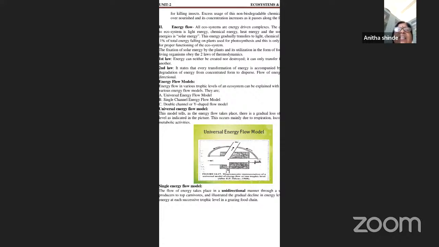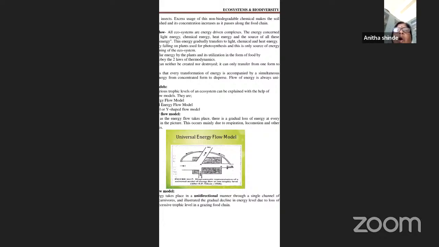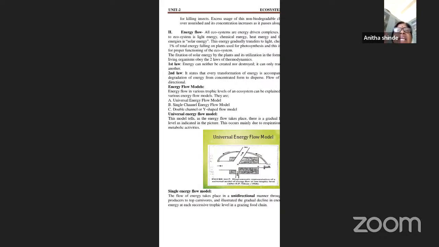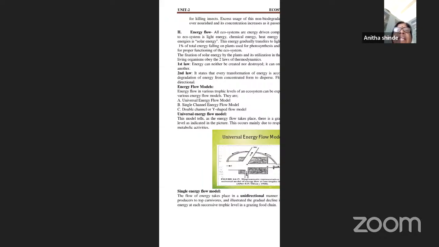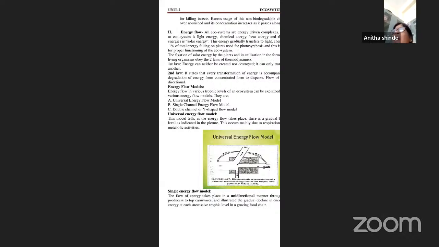The energy which is taken into the ecosystem is in the form of light energy, chemical energy, or heat energy, and the source of all this energy is nothing but solar energy. See how the energy is actually passing. First, the plants take the solar energy directly and convert it into chemical, or potential, energy with the help of photosynthesis, and we get that energy by taking in the plants as food.